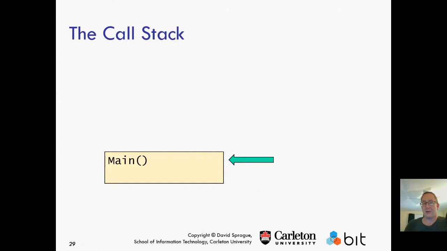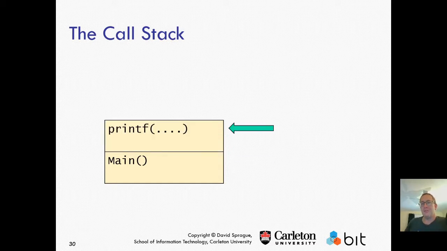When I call printf, I will put a new function on top of my call stack, and I will be pointing at that function. I will ignore main for the time being. While I'm pointing at printf, I'm only dealing with printf. I'm not dealing with main. I'm going to pretend main doesn't exist.